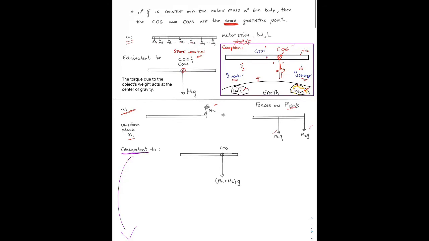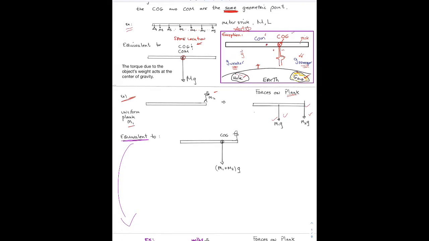So essentially I have two forces, the weight of the person and the weight of the plank. So this picture here would be equivalent to this. So I have the plank, I have the person, and the center of gravity, right?